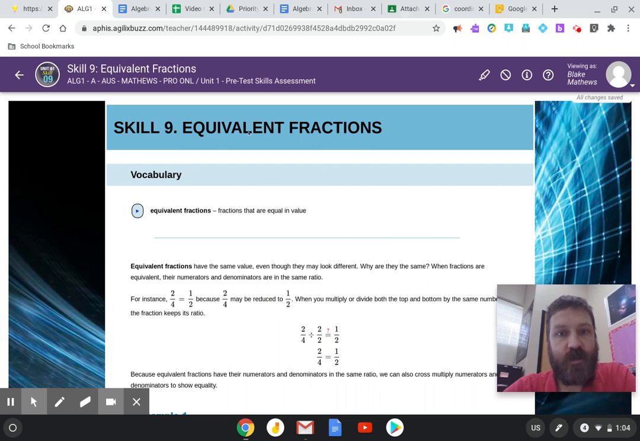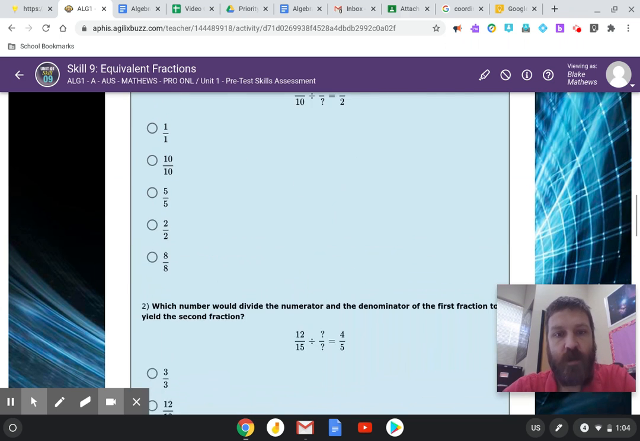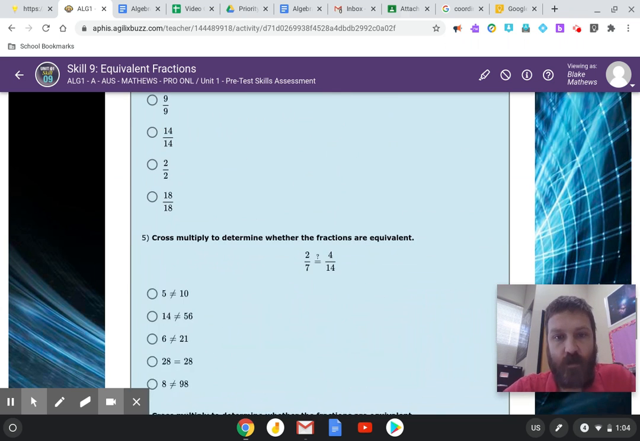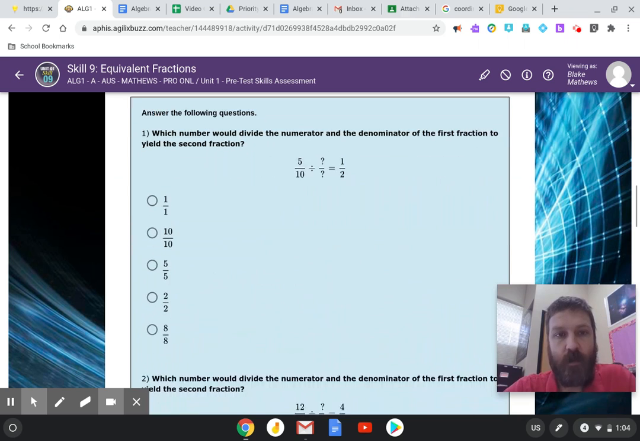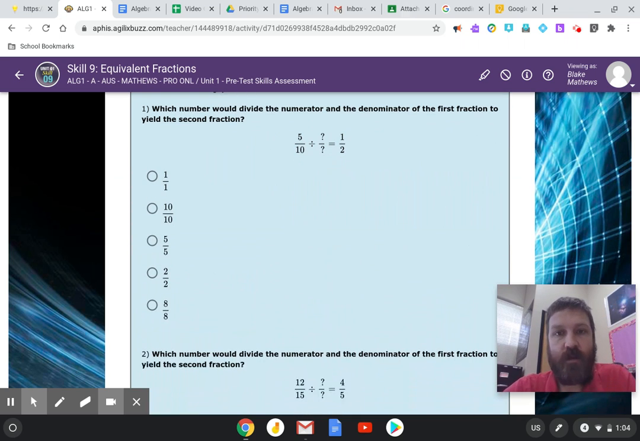So if we hop over to our lesson, that's what they're having you do in questions 1 through 4. Which number would divide the numerator and denominator of the first fraction to yield the second fraction? In other words, what can I divide 5 and 10 by to make 1 and 2 over here? So in this case, it should be pretty clear. It's 5. 5 divided by 5 is 1. 10 divided by 5 is 2. So we'd be looking at this answer right here.